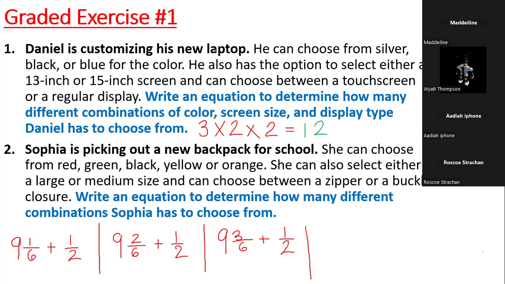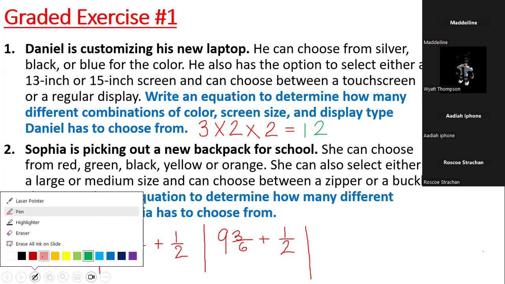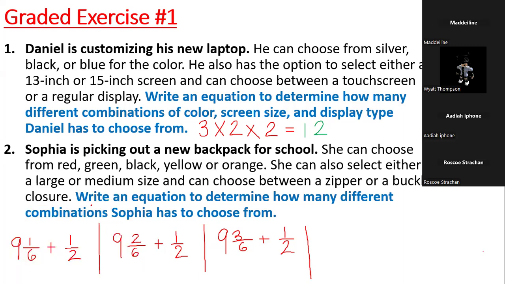Okay. How did you get your answer for this? Me? Mm-hmm. So what I did, I looked for the color, and there are 5 colors in total. And then I looked for the size.